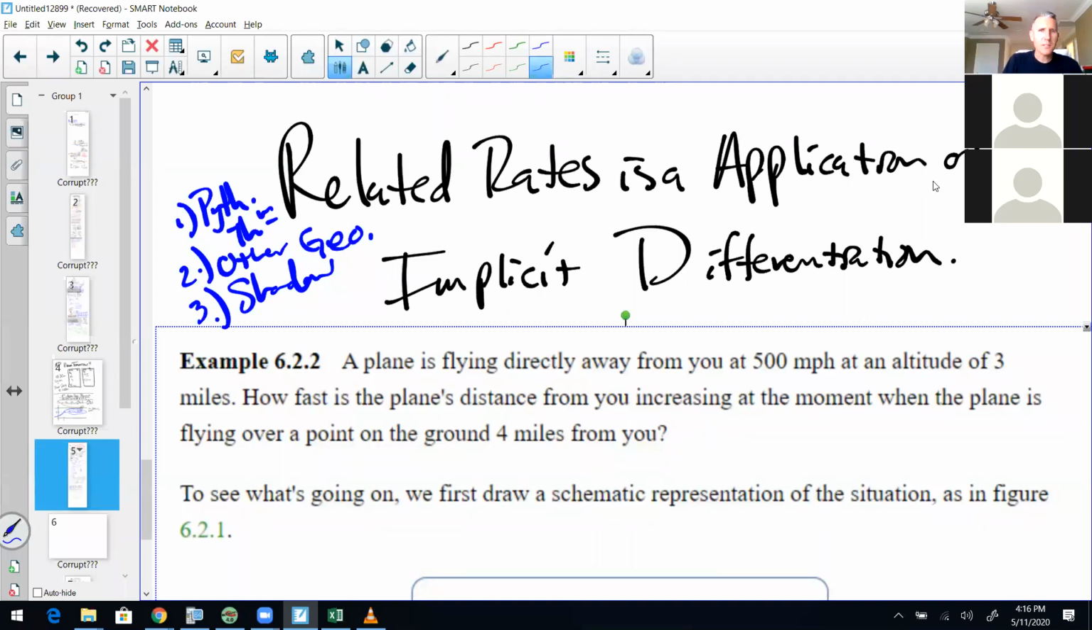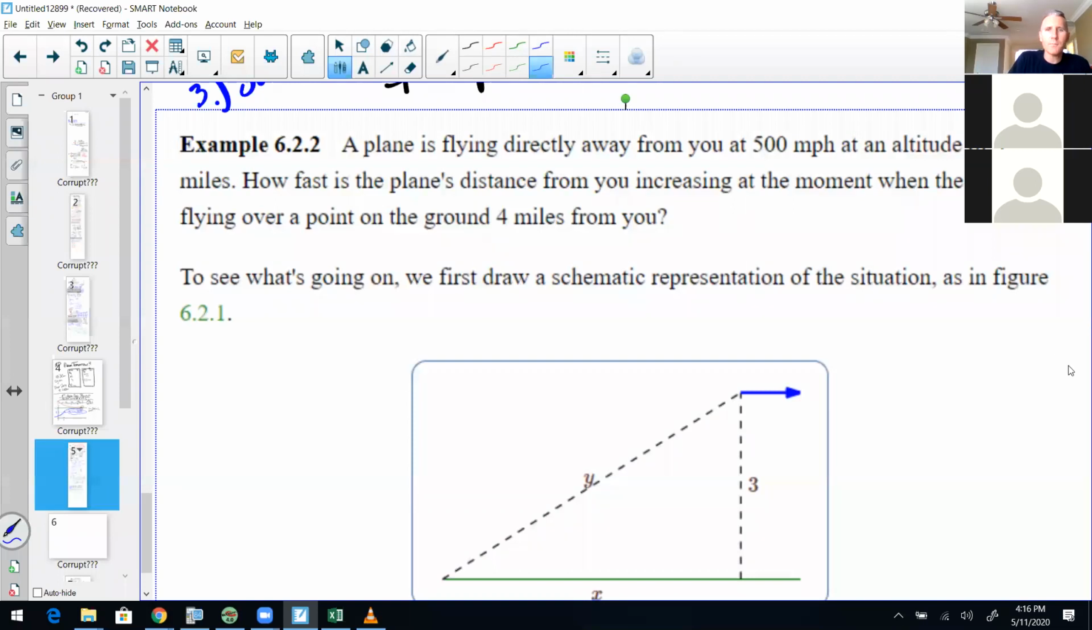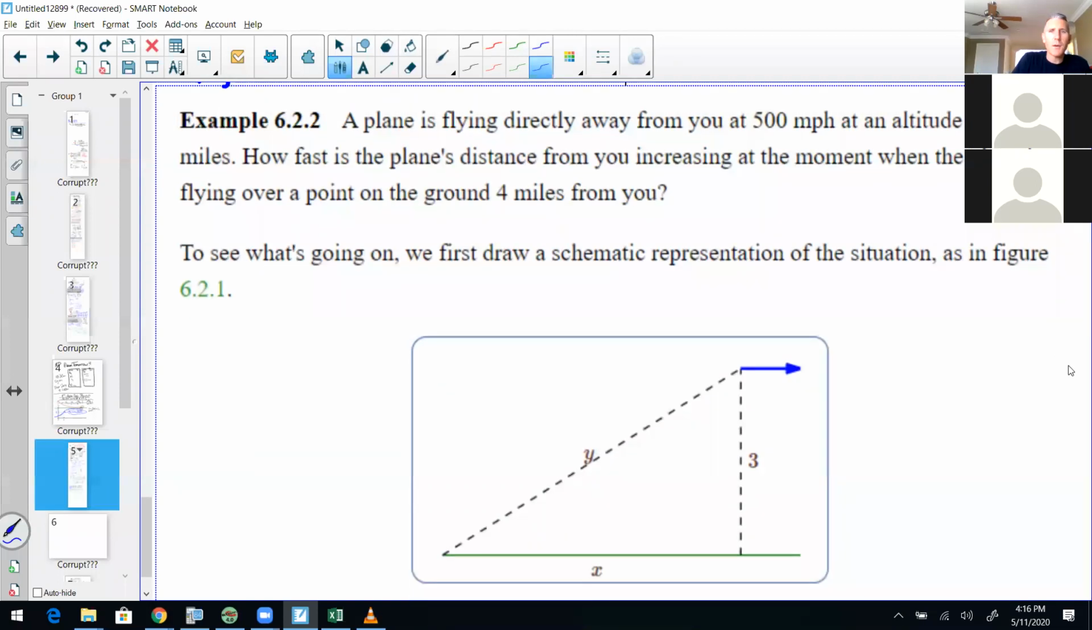Anyway, let's look at this guy. A plane flying directly away from you at 500 miles per hour at an altitude of 3 miles. How fast is the plane's distance from you increasing at the moment when the plane is flying over a point on the ground that is exactly 4 miles from you? Okay, so this is a basic problem. This right here is constant at 3 miles. The plane is flying at exactly an altitude of 3 miles. It's not dipping down or going up or anything like that. It's at a constant altitude.